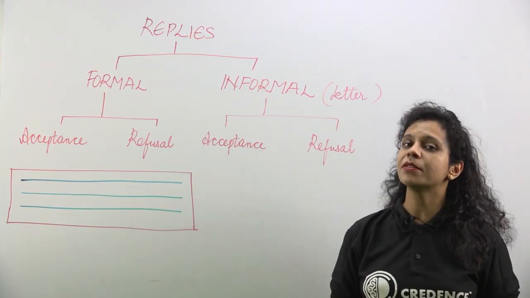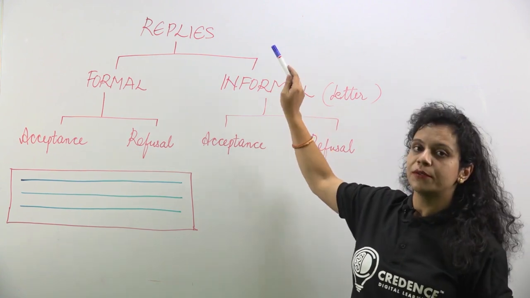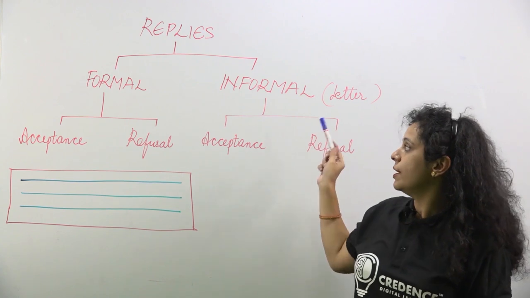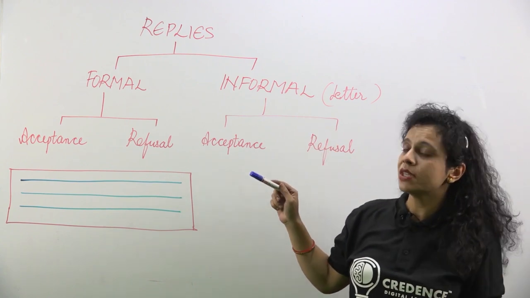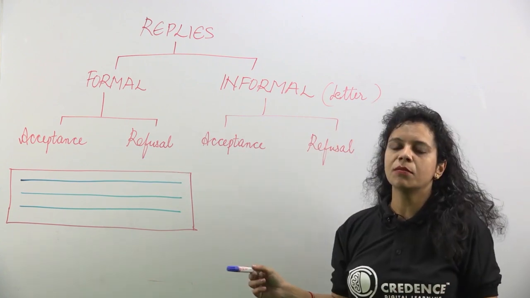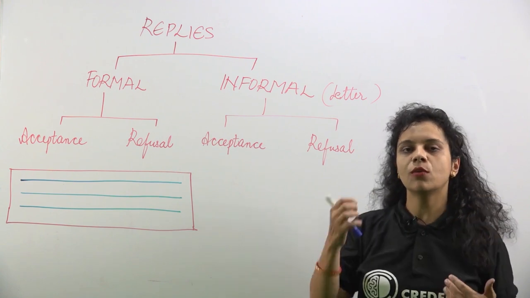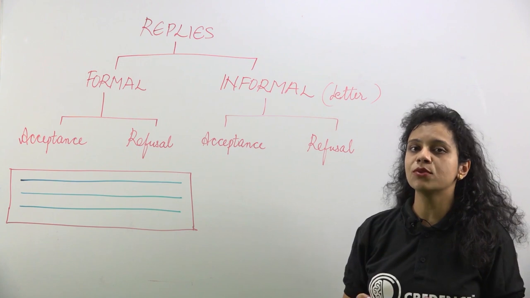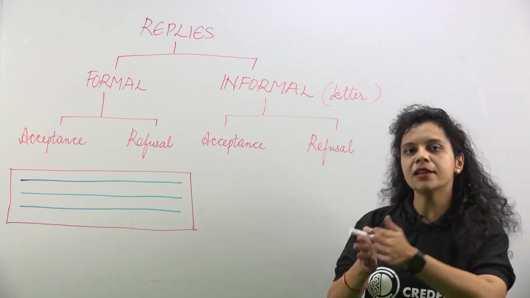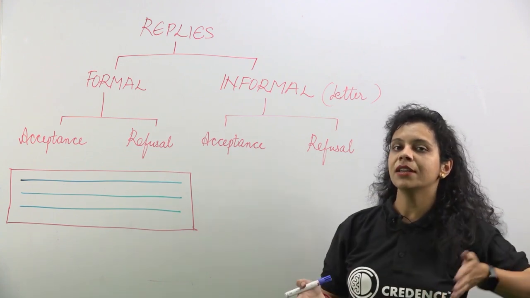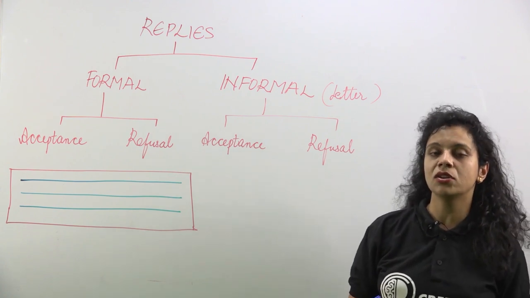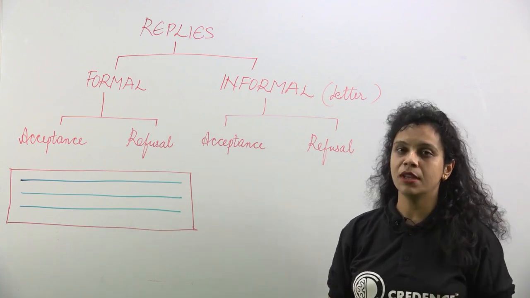So now moving on to replies. Replies also are of two types, formal replies and informal replies. फॉर्मल और इनफॉर्मल दोनों ही रिप्लाई में दो चीजें होंगी, एक्सेप्टेंस एंड रिफ्यूजल. बहुत ऑब्वियस सी चीज है कि मुझे कोई भी इन्विटेशन मिला, या तो मैं एक्सेप्ट करूंगी या फिर मैं रिफ्यूज करूंगी. So in formal and informal both you will be having two kinds of replies: either you will accept the invitation or you will refuse the invitation.